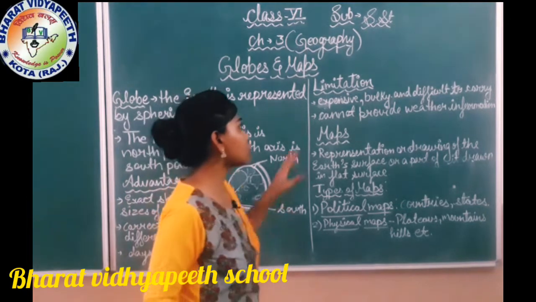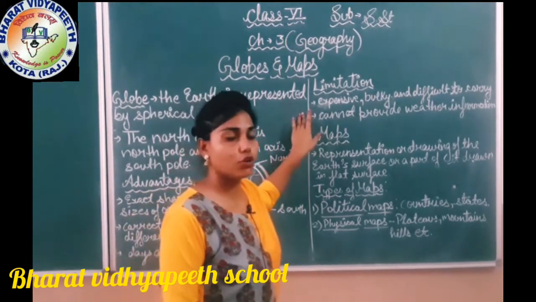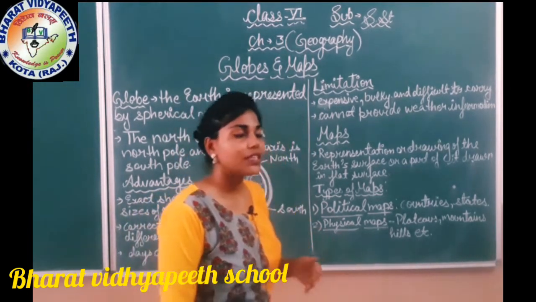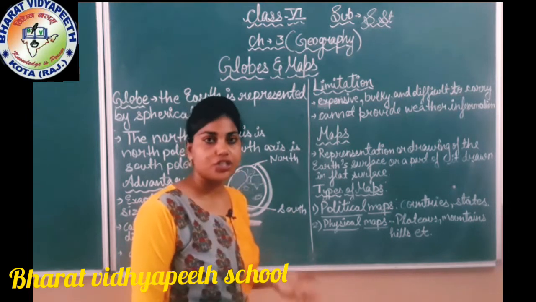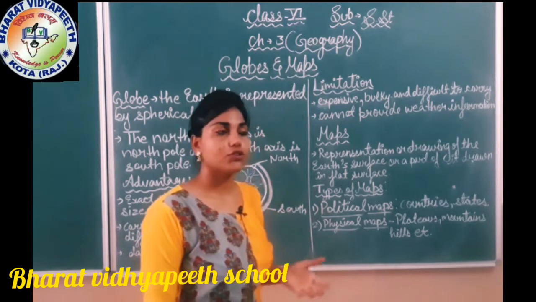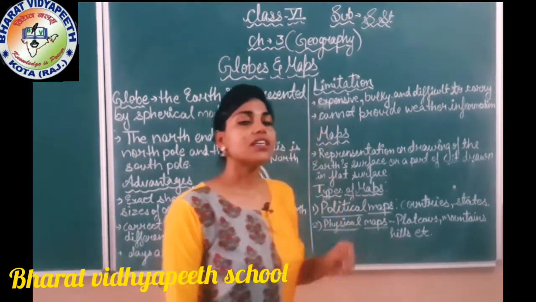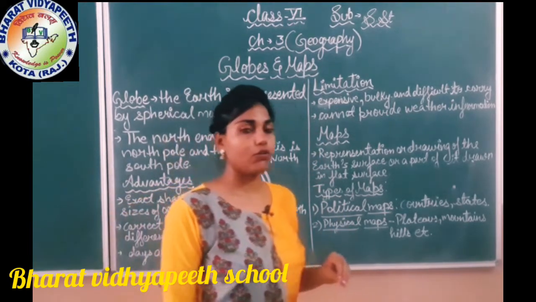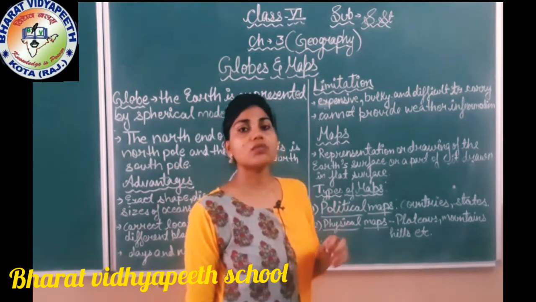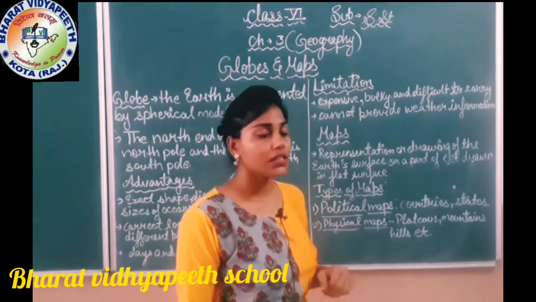So now we are going to study the limitations of the globe. We have already studied the advantages and benefits of the globe. The globe tells us the exact location, shape, area, and how many oceans, seas and islands there are. But there are also some limitations of globes. A limitation means the things which a globe does not tell about the earth.